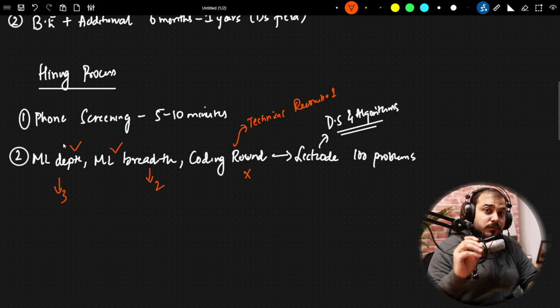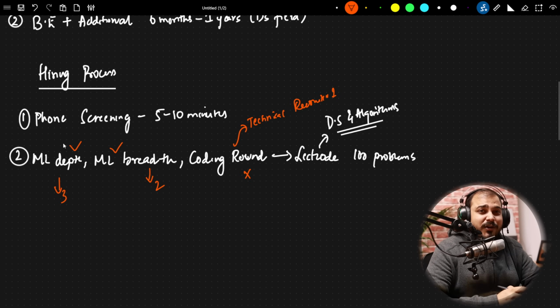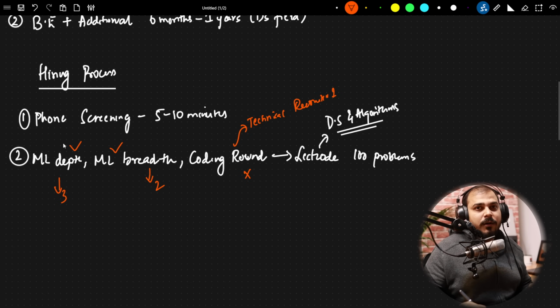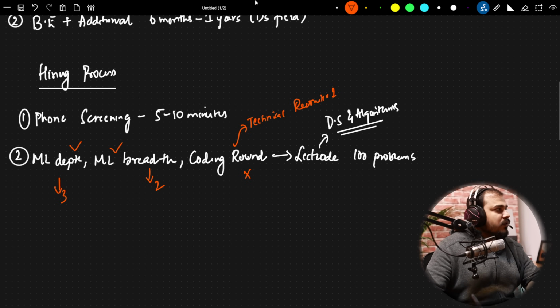In ML depth, they'll focus more on use cases and case studies. They may give you 2 to 3 use cases or case studies. It may be related to Amazon, or to any generic problem statement, and they'll try to see how well you solve those problems. Okay, so this was with respect to the second round.